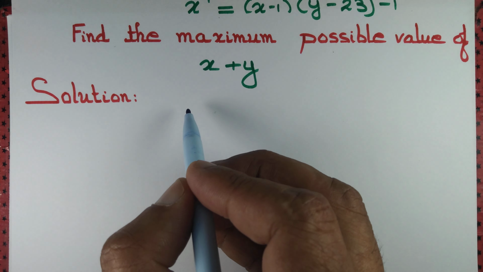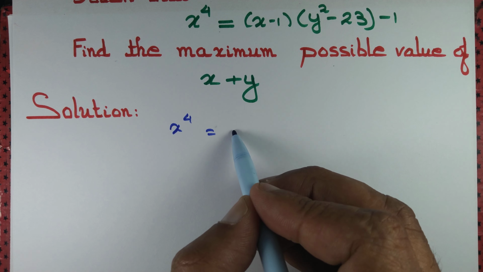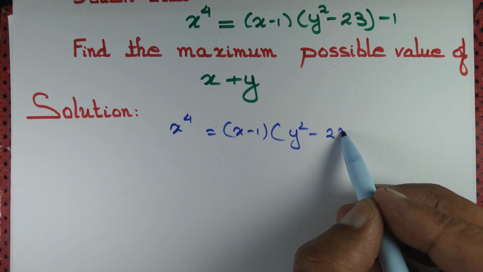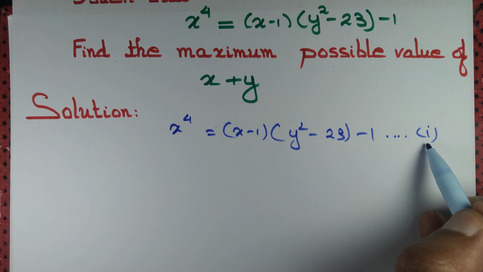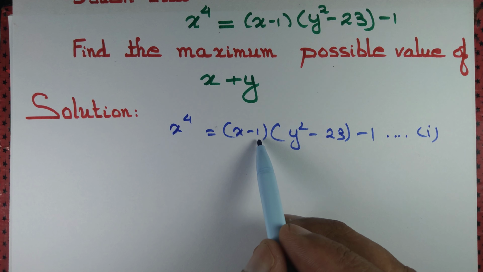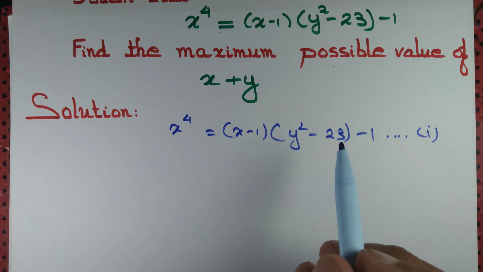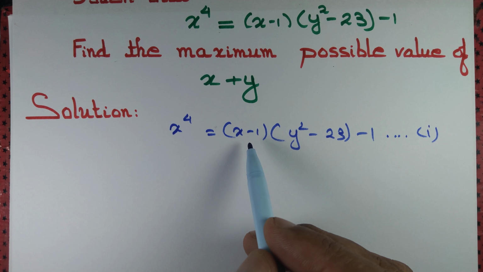So let's write the given equation once again. x to the power 4 equals (x minus 1) times (y square minus 23) minus 1. Let's call this equation 1. You see that we have x to the power 4 on the left hand side and x minus 1 as a factor of this quantity on the right hand side, and then minus 1. What if I subtract minus 1 on both sides? I know that x to the power 4 minus 1 has x minus 1 as a factor.